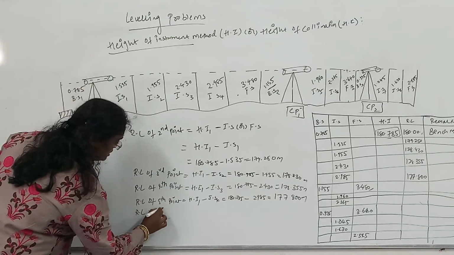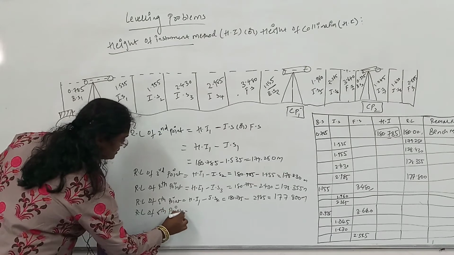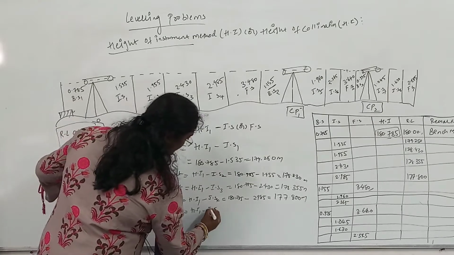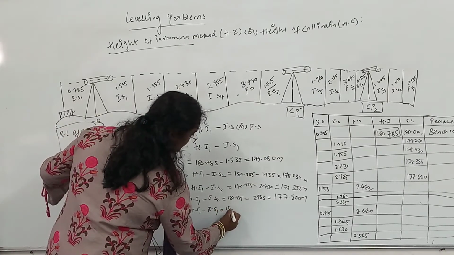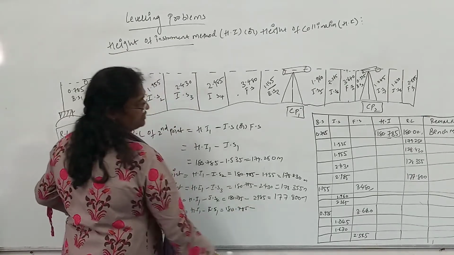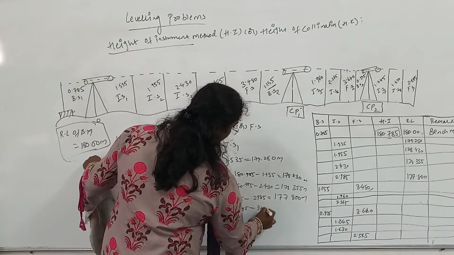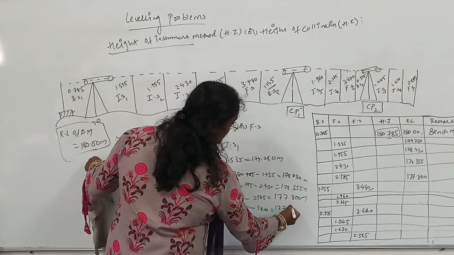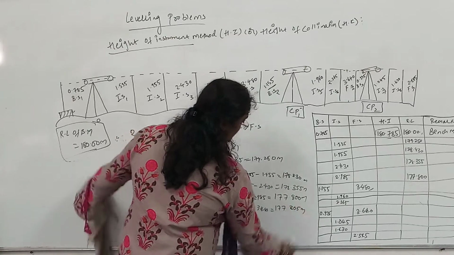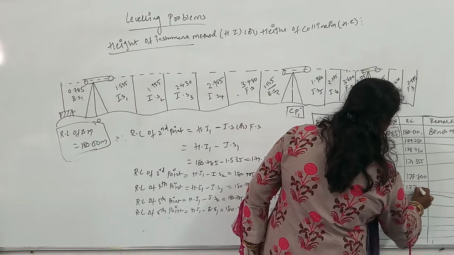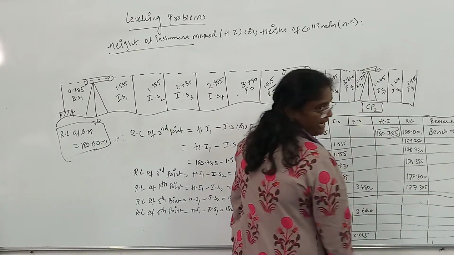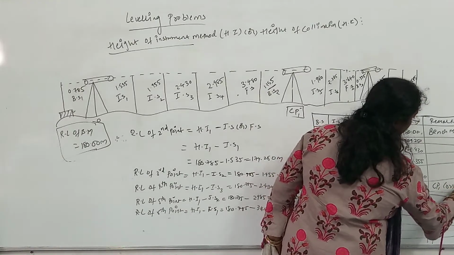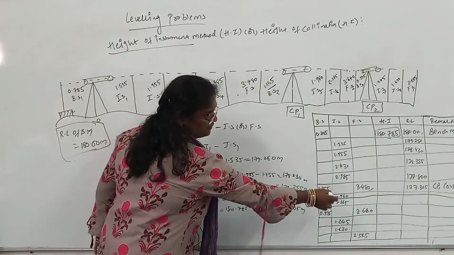RL of the sixth point. That is height of instrument 1 minus foresight 1. 180.785 minus 3.480 gives 177.305. Right, here will be your change point 1 or turning point 1. By this we have finished one cycle.